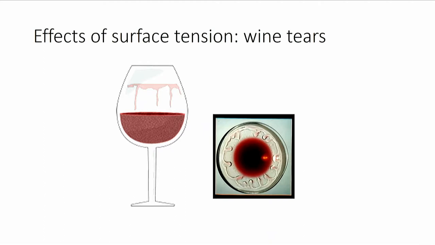And then as the liquid is climbing, ethanol is evaporating. And as the mixture gets poorer in ethanol, surface tension grows. And if the surface tension is high, you form droplets to reduce the surface. And once these droplets are formed, they get down. So this is the mechanism for formation of wine tears. So next time you're drinking with your friends, you can bore or impress them, depending on their attitude, with this story about wine tears.